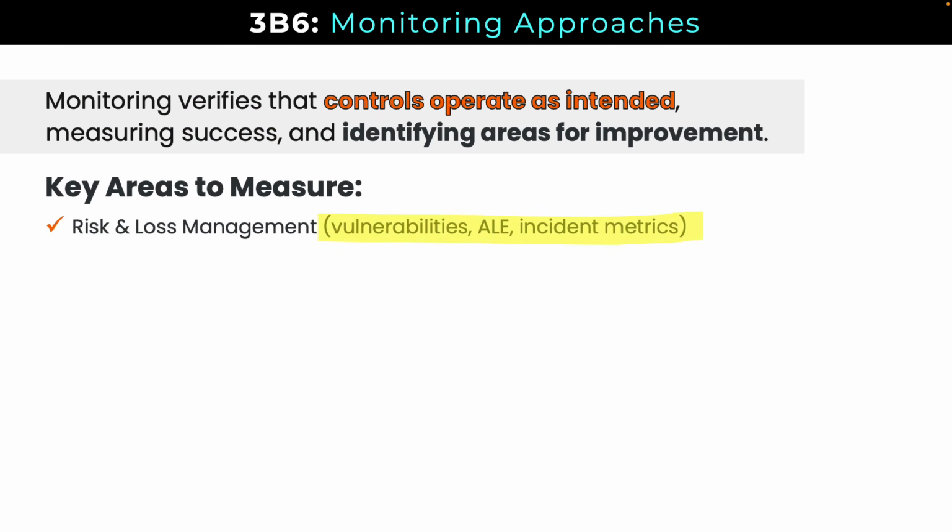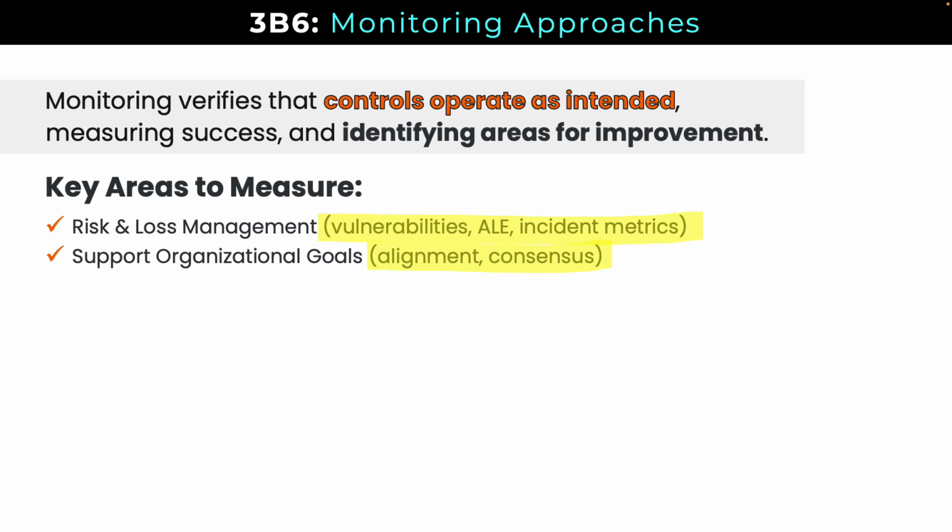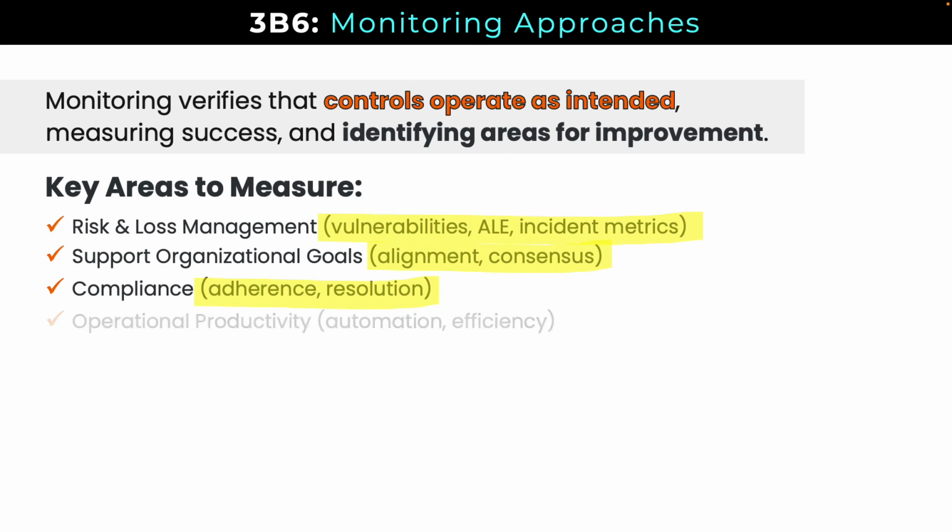So risk and loss management, looking at our vulnerabilities, our incident metrics, looking at our risk, our annualized loss expectancy and what that trend looks like. Supporting organizational goals, making sure we have alignment between security and business goals and we have consensus of that alignment. Compliance, adherence to compliance, resolution of any deviations.